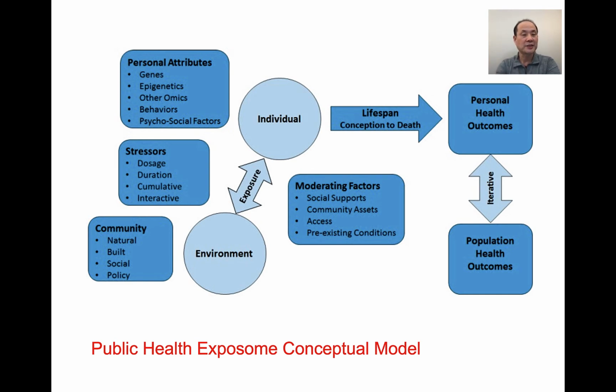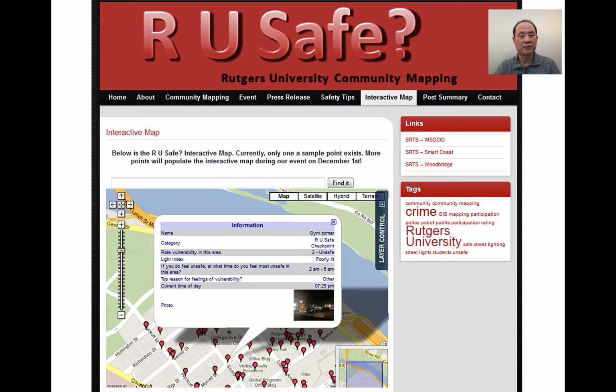It's basically I'm looking at a lot of different factors of your environment, natural, built, and social, and policy data, and stressor data, and personal data, like the genes, right, and behaviors, and all those data, and how they affect individual health, right? And then how it creates health disparity too. So this is what I did at Rutgers, I guess 10 years ago too. Rutgers is located in New Brunswick, New Jersey.